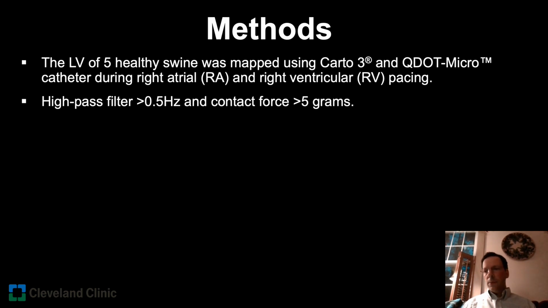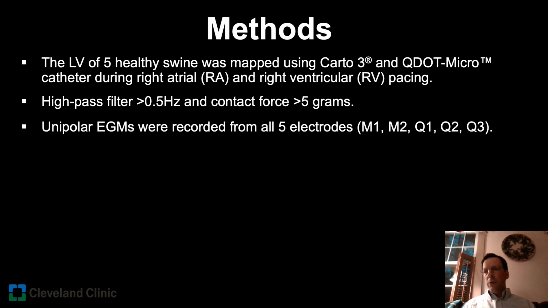more at all times. We recorded unipolar electrograms from all 5 available electrodes on the Q-dot catheter, and this included the large ring and tip electrodes labeled M1 and M2, and the 3 microelectrodes labeled Q1, Q2, and Q3.